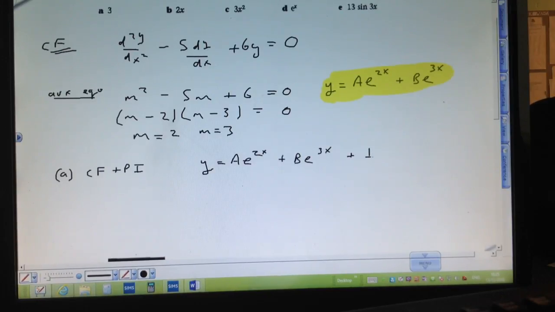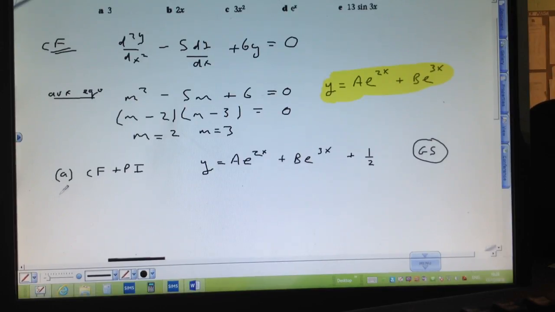So plus a half. That's the general solution for that. And in further questions later on in this chapter, they'll give us boundary conditions to find A and B, so that you can find out the particular solution.